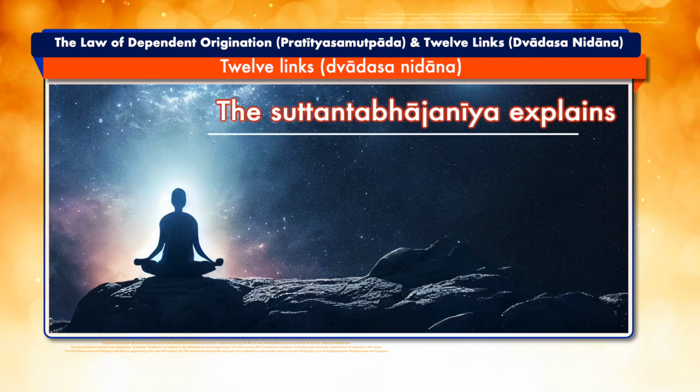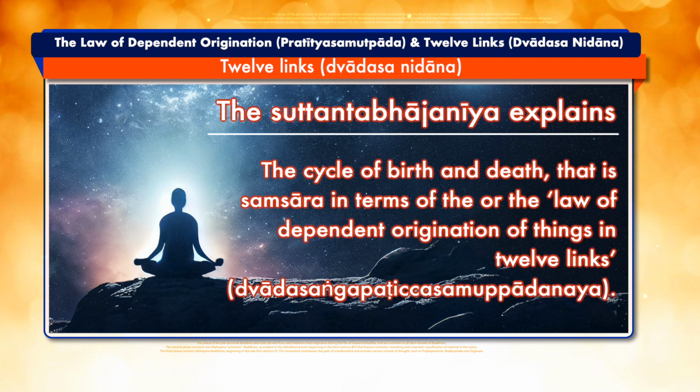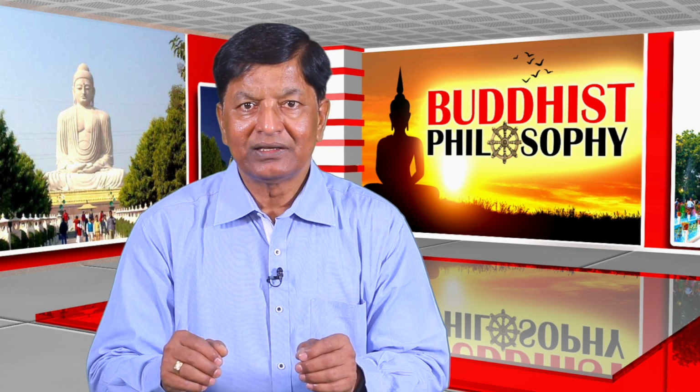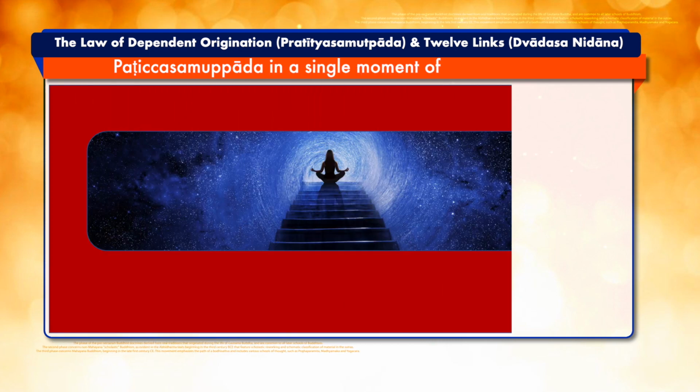Thus, the suttantabhājanīya explains the cycle of birth and death, that is, saṃsāra, in terms of the law of dependent origination of the things in 12 links, dvādasaṅgāni, paṭiccasamuppāda. This is said to be the most comprehensive, though short, explanation of this nyaya given by the suttantikas. This explanation takes into consideration all the relevant cittas or types of thought and other dhammas. They belong to different periods of time and hence to several temporal orders. They form so many citta-khaṇas or moments of thoughts. All the same, they belong to the same logical order as represented by the 12 links of paṭiccasamuppāda in a single moment of consciousness.